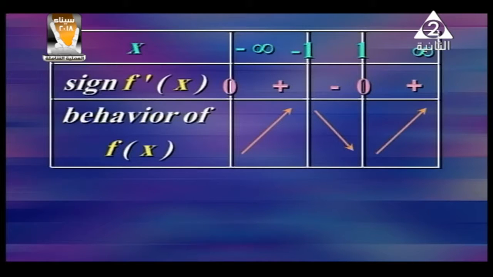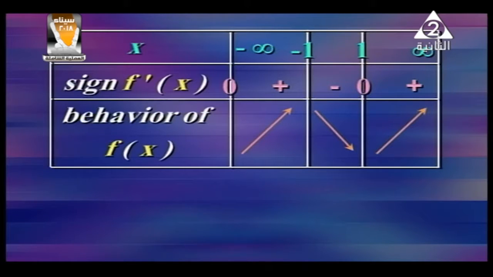Look at the table, dear student: the first column x, the second column sign of f dash x, the third column behavior of f of x. The first interval from negative infinity to negative 1, the second interval from negative 1 to 1, the third interval from 1 to infinity. The behavior of the function in the first interval is increasing. Why? Because the sign of f dash is positive.